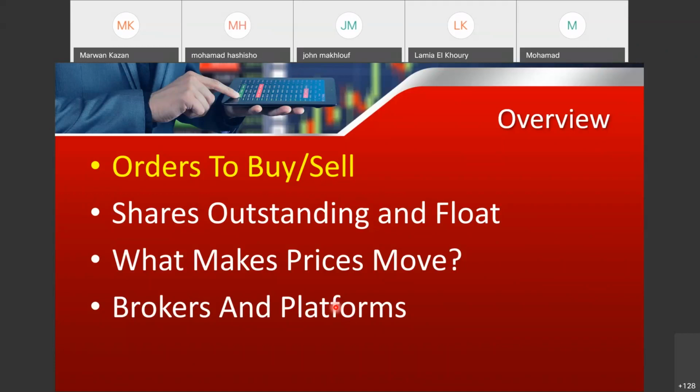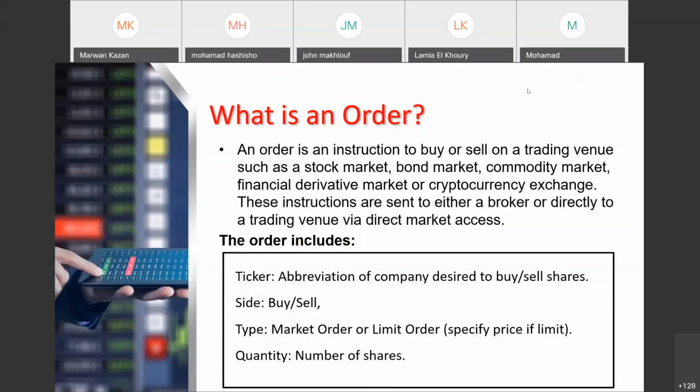Orders to buy and sell. So what's an order basically? An order is an instruction to buy or sell on a trading venue such as a stock, a bond, a commodity, a financial derivative, or cryptocurrency exchange. This is an instruction to the trading venue via direct market access. So what do I mean by that? Last time we learned that we have buying, selling, and all of this.